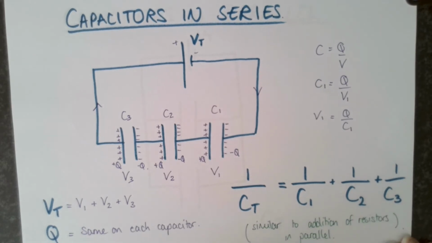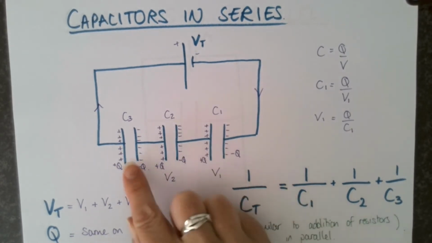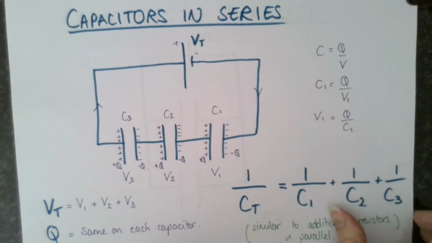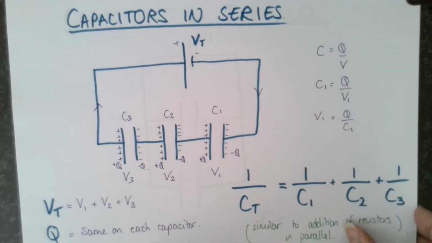In this, we are applying the inverse of the total capacitance being the sum of the inverses of the individual capacitances. But the main thing to note here is that the charge is the same on each capacitor, and that's because of how the charging process is linked.